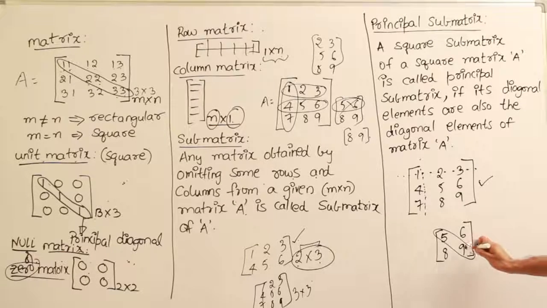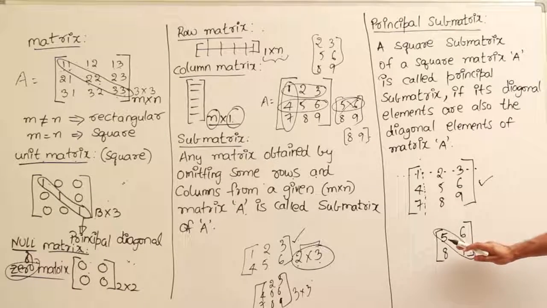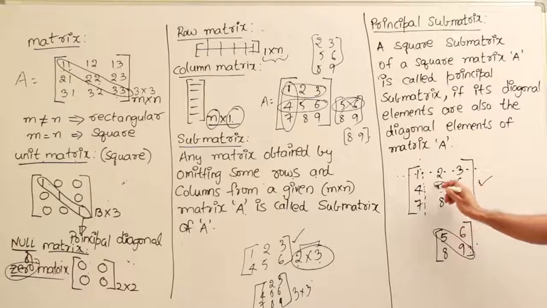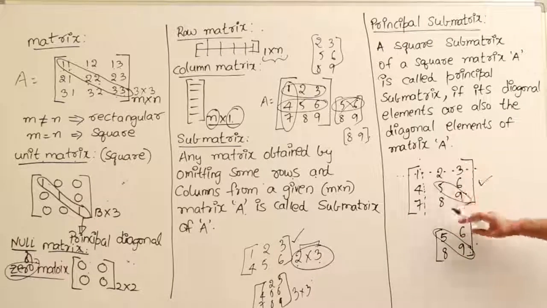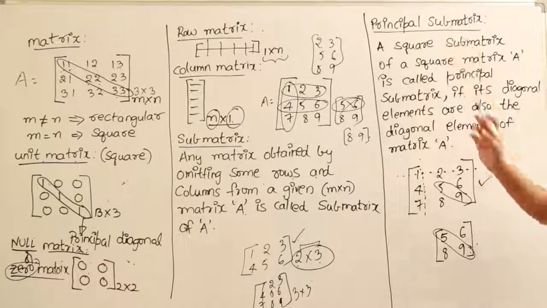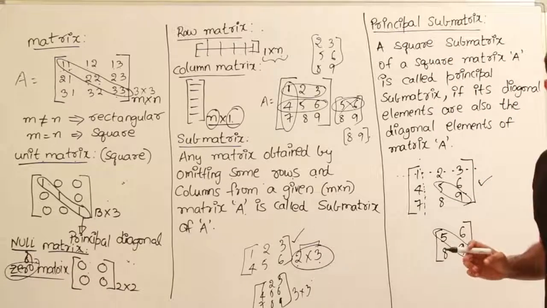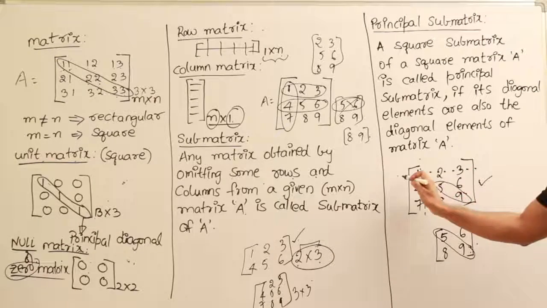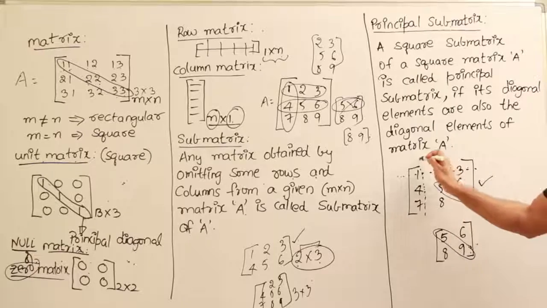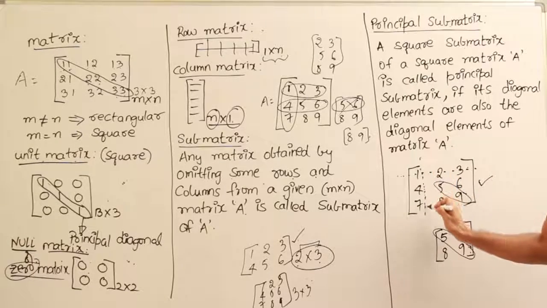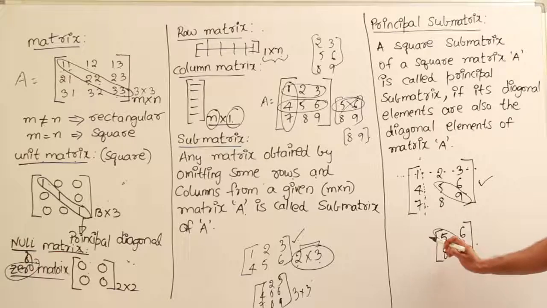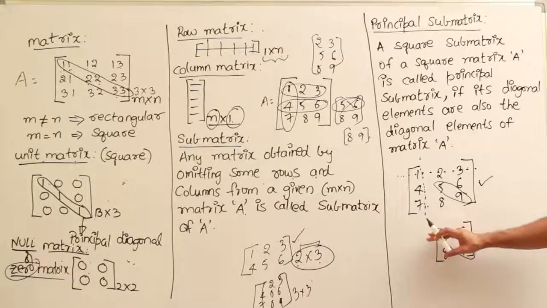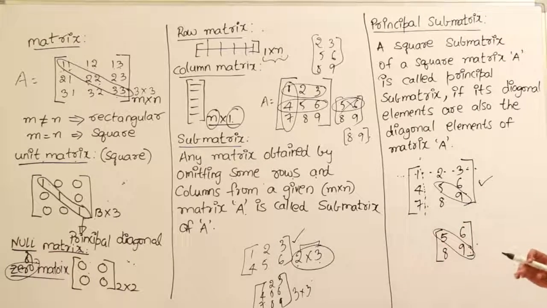So these principal diagonal elements also happen to be present in the principal diagonal of the original matrix, right? Then such a submatrix is called a principal submatrix. So how do we get the principal submatrices? From a square matrix, if you eliminate the corresponding row as well as the corresponding column, which means if you are eliminating the first row, then you are supposed to eliminate the first column. If you eliminate it that way, then you get the principal submatrix, right?